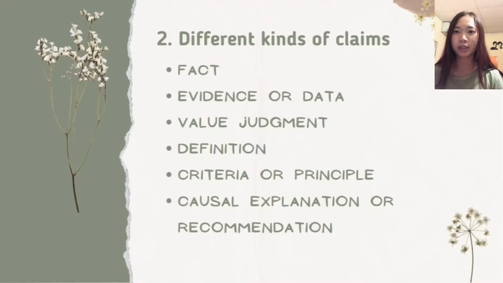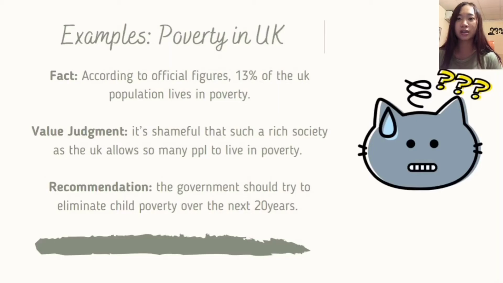2. Different kinds of claim. So claims differ from one another. Some claims present facts, evidence, or data, express value judgment, state definition, criteria, or principle, give causal explanation or recommendation. So here's the example from the book that illustrates the different kinds of claim about poverty in the UK. So example number 1, according to official figures, 13% of the UK population lives in poverty. So it's a fact showing the accurate numbers of the population.